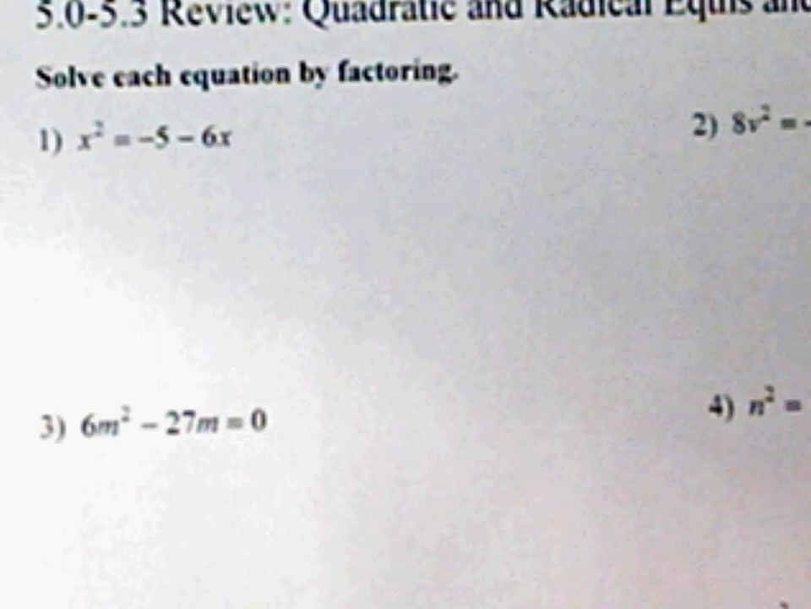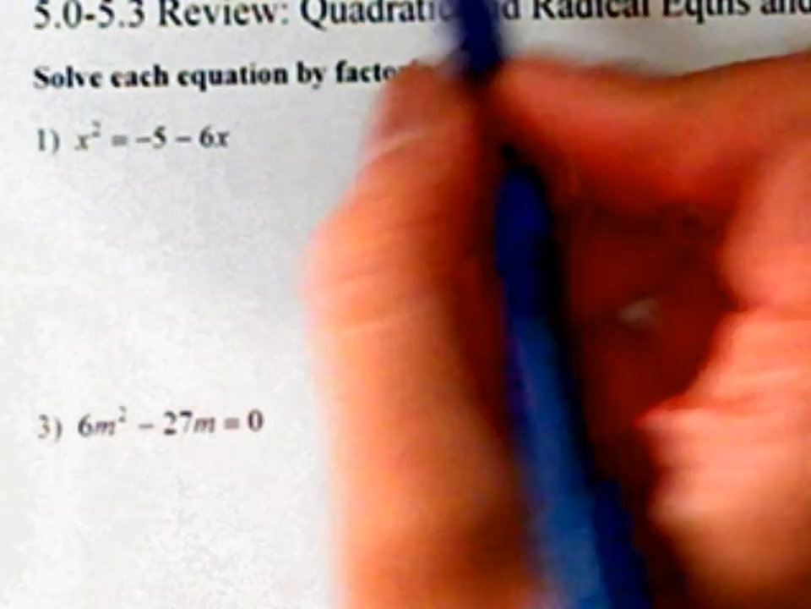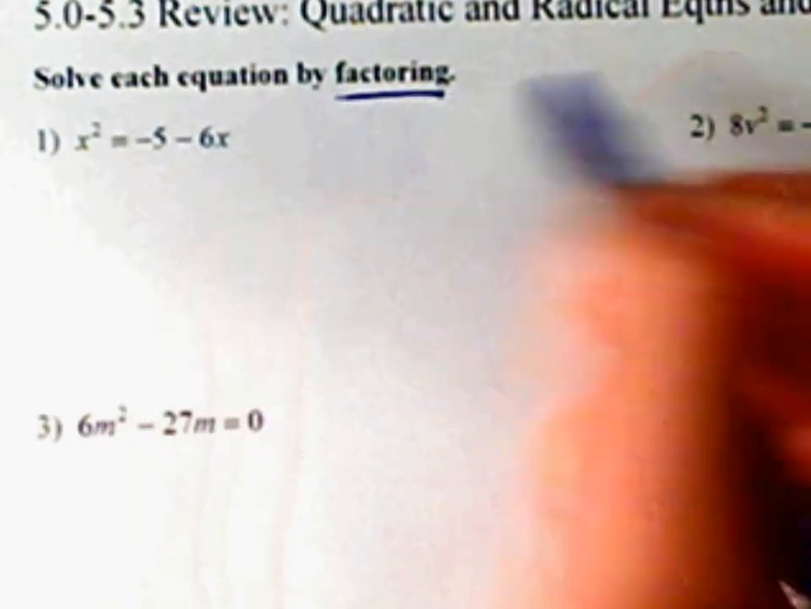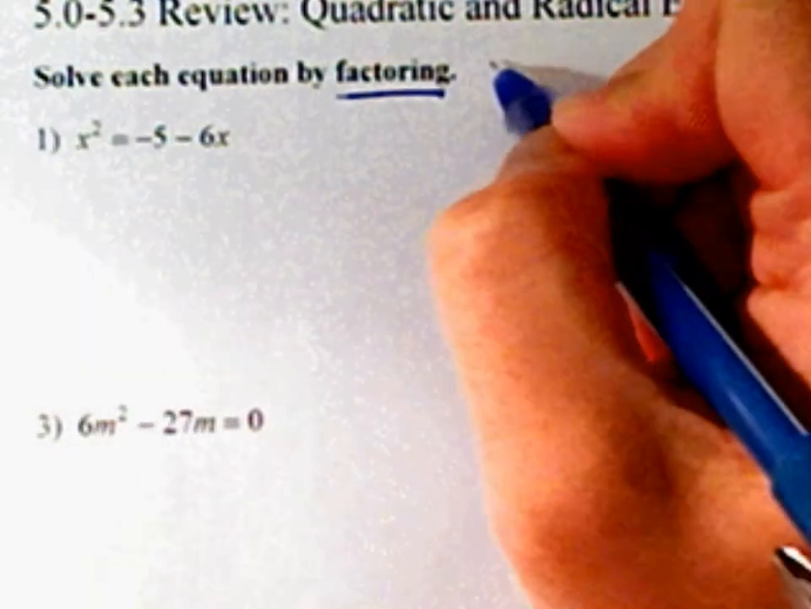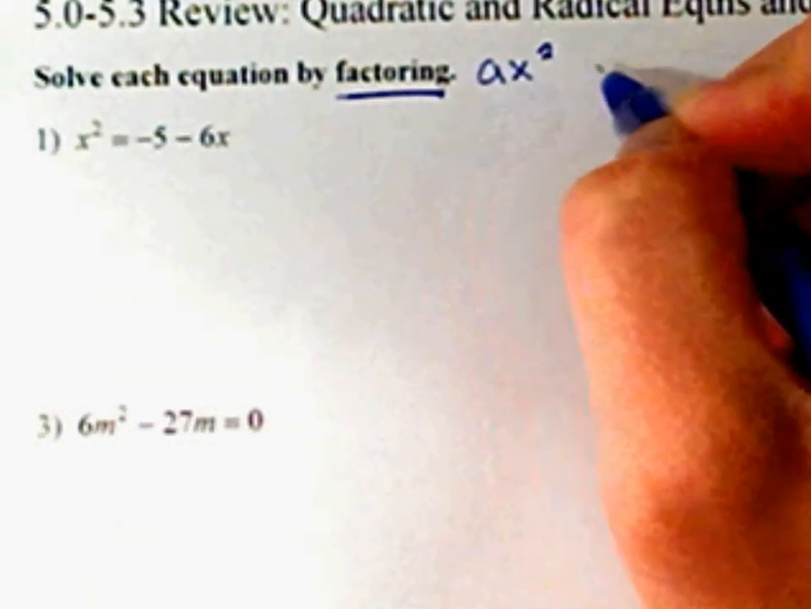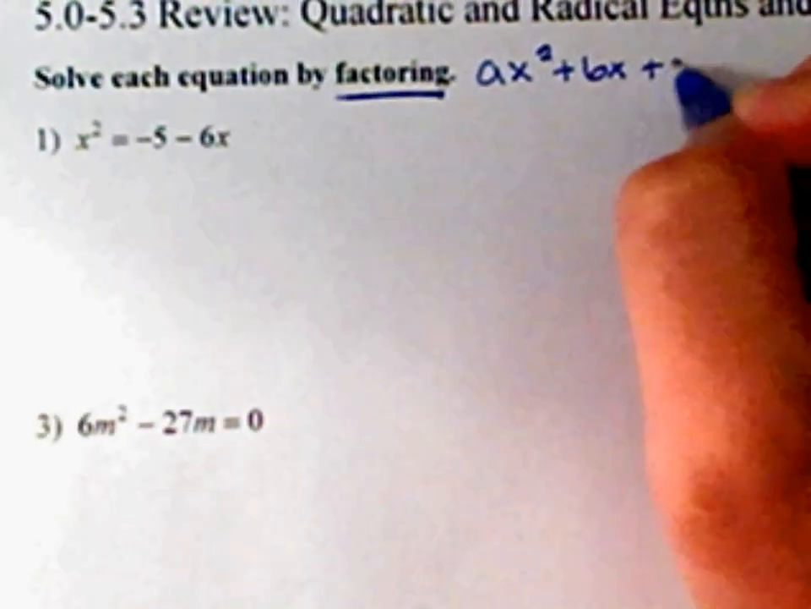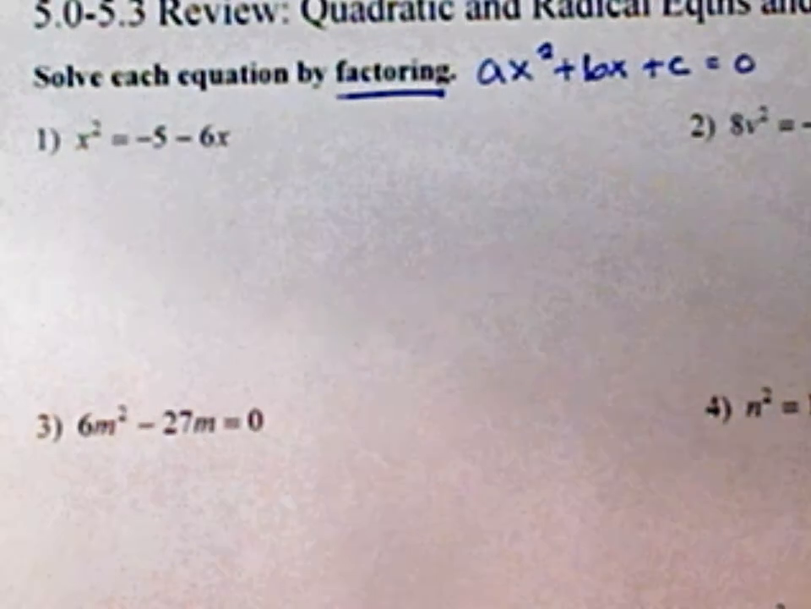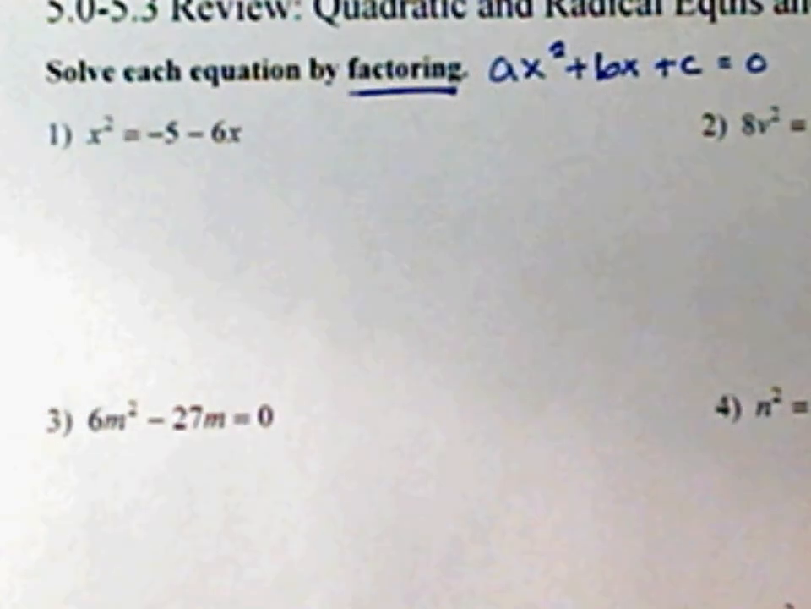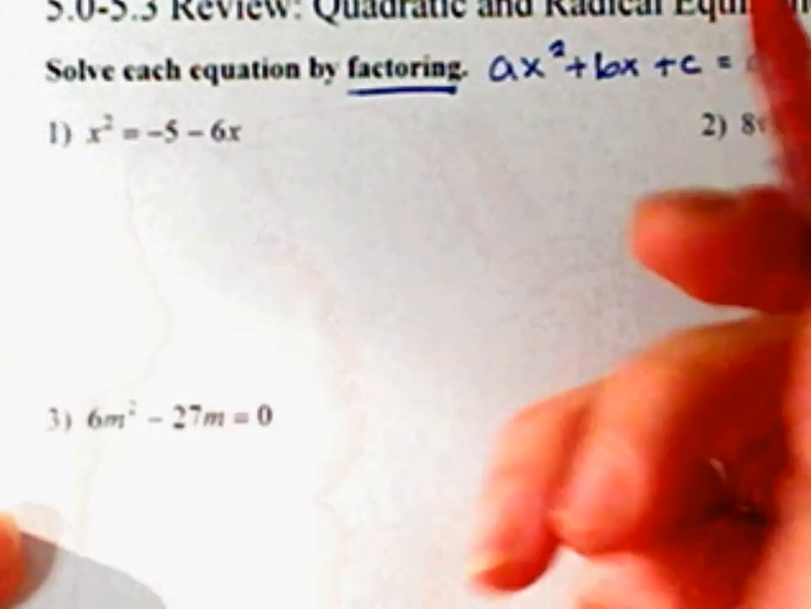Number 1, solve each equation by factoring. Keyword right here is by factoring. And when you factor, you want to set everything equal to 0. And always make sure that you have it in the order of highest degree, ax squared plus bx plus c, and set it equal to 0. Okay? So, number 1. First step, you want to move everything over. So you have it set equal to 0.